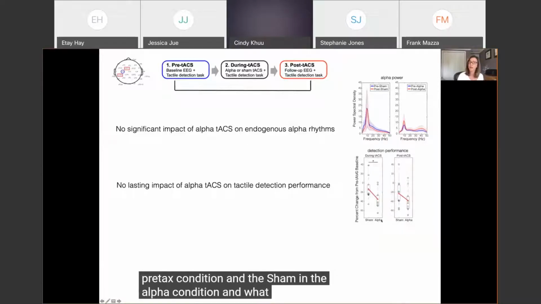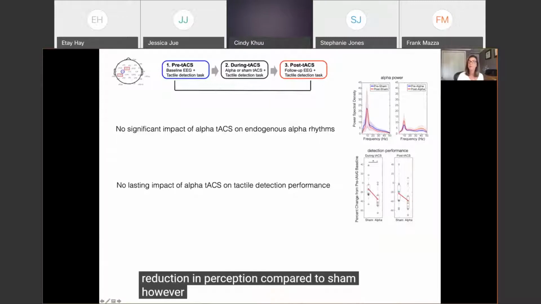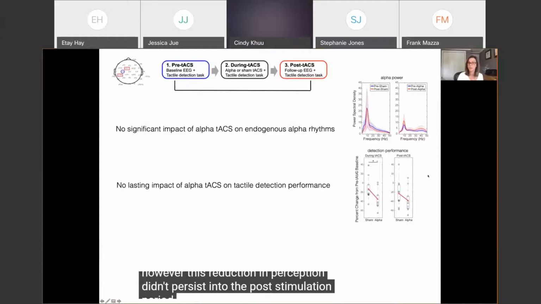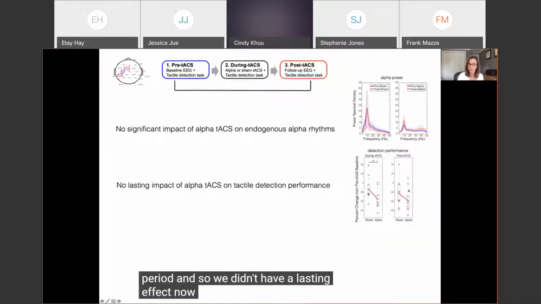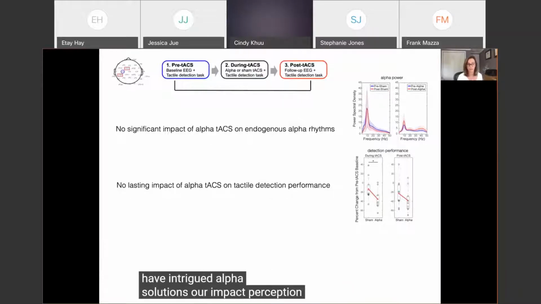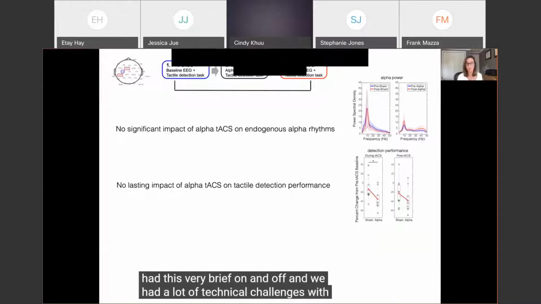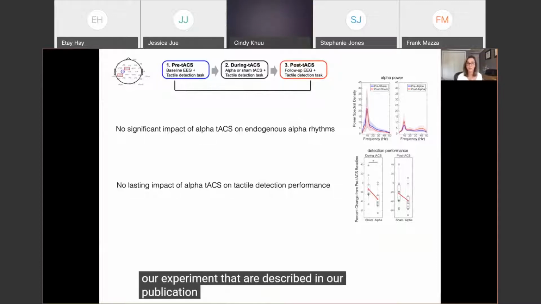And what we found was that during the transcranial alternating current stimulation, we did in fact see a reduction in perception compared to sham. However, this reduction in perception didn't persist into the post-stimulation period. So we didn't have a lasting effect. Now, there were various reasons why our experimental paradigm may not have trained alpha oscillations or impacted perception. We were using a very weak electrical current. We had this very brief on and off, and we had a lot of technical challenges with our experiment that are described in our publication on this work.